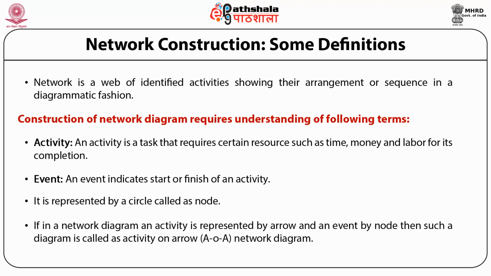Whereas if in a network diagram an activity is represented by a node and an event by an arrow, then such a diagram is called an activity on node (AON) network diagram.